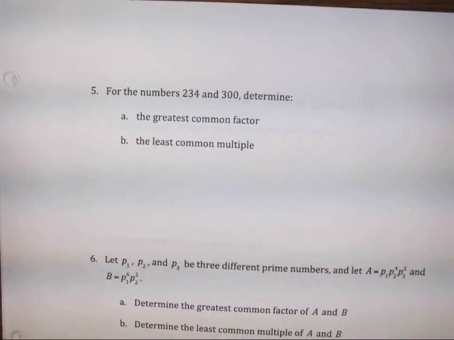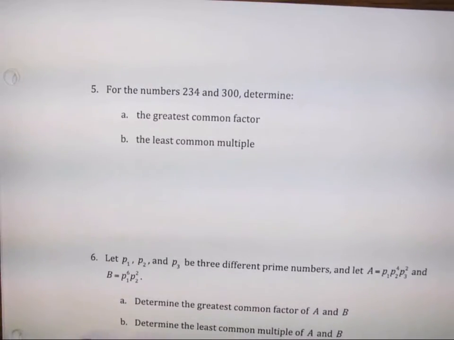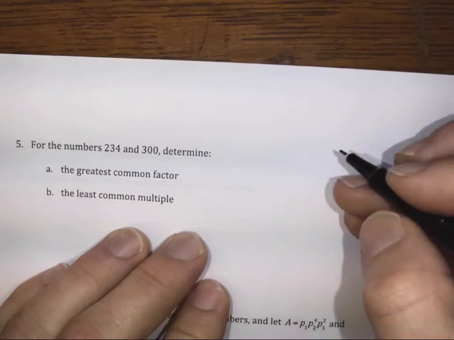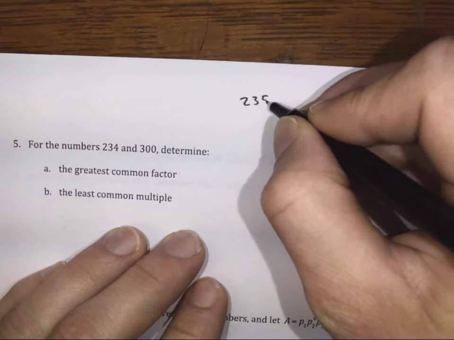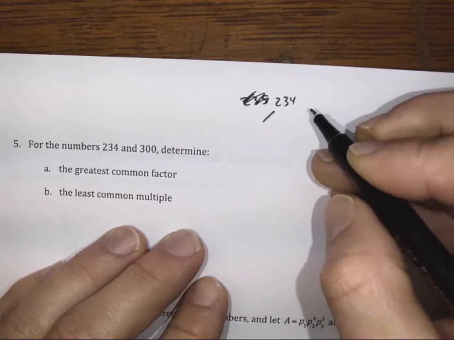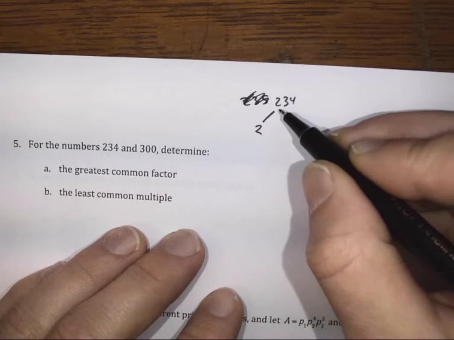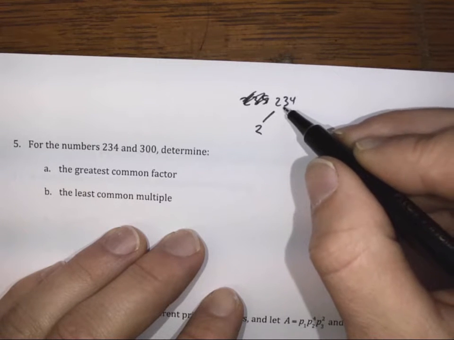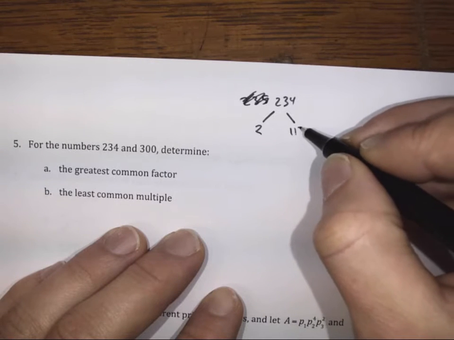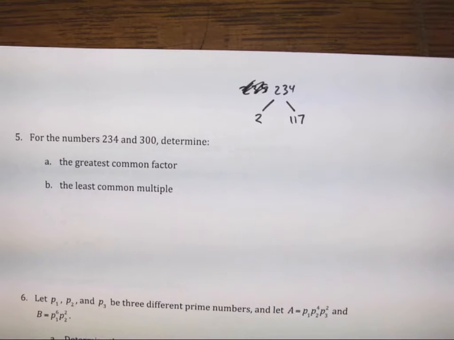So for the numbers 234 and 300, we're going to find the greatest common factor and the least common multiple. To do this, I'm going to start by doing a factor tree of 234. I don't know any factors, but I know it's even, so we can start there at least. 2 and I guess I get 117, which is half of 234. Half of 34 is 17, which kind of looks primey. Maybe it's a prime number.